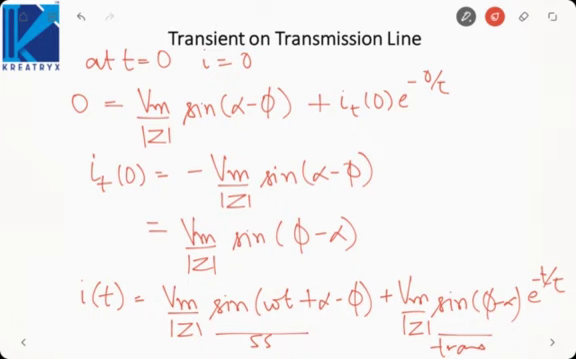Now let us take another case when the fault occurs at some other time, let us say t equal to t naught.